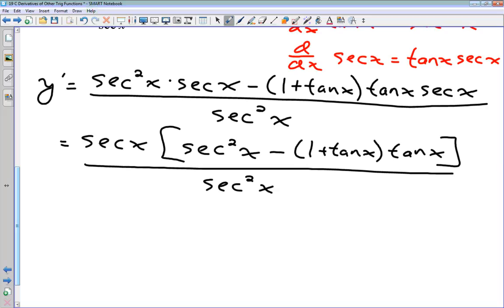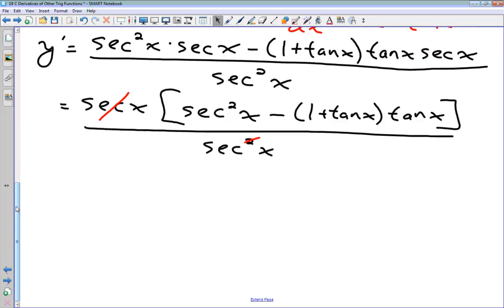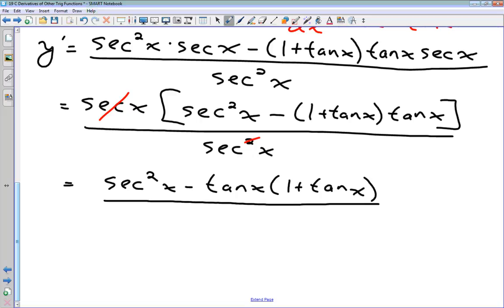Now, one of these secants on the bottom is going to cancel with that secant that we're able to factor out. So what is this going to be? We can probably just leave it like this. Secant squared x minus tan x times 1 plus tan x all over secant x. Okay.